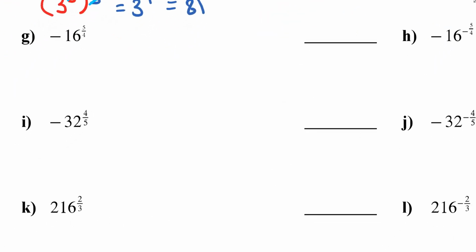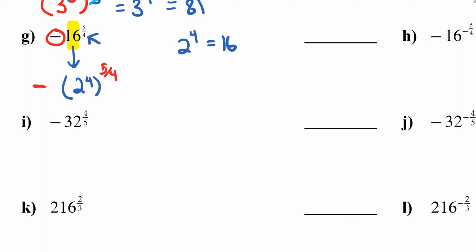Okay, let's move on to letter G. For letter G, if there's a minus sign, the minus sign will just tag along, and then we have a 4 there. So the question is, 16 can be written as what base to the power of 4? If we do a little bit of work on the side here, I know that 2 to the power 4 is equal to 16. So I can take this 16, write that as 2 to the power of 4, and then the 5 over 4 tags along, and then that 4 and that 4 cancel off, and you're left with negative 2 to the power of 5. 2 to the power of 5 is going to be 32, so my answer is going to be negative 32.